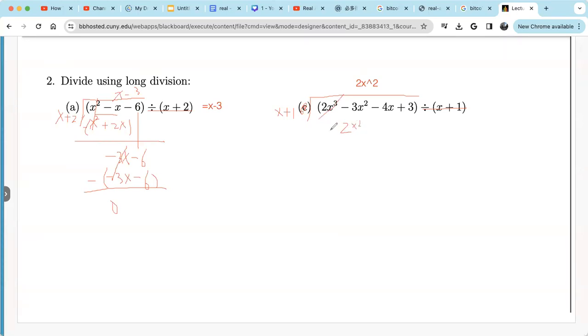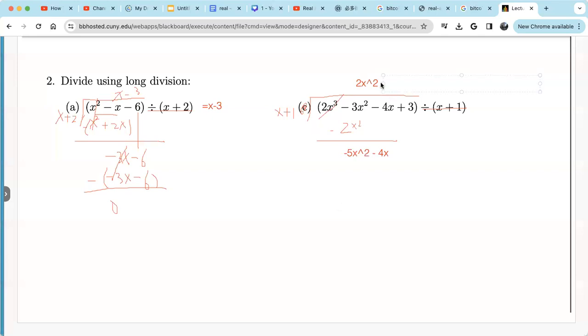While we do subtraction, right? So when we subtract -3x squared, subtract 2x squared, that's -5x squared, -5x squared. Then we take the next one down. Next one is -4x.